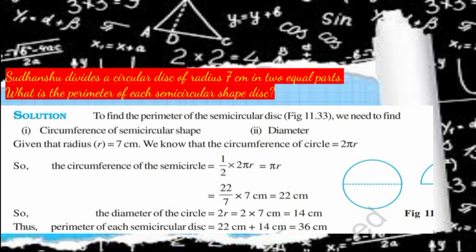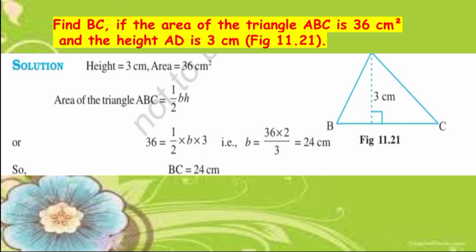Yes. Now let's move to next question. Find BC if the area of the triangle ABC is 36 cm square and the height AD is 3 cm. The figure is given here. So we know height is 3 cm and area is given to be 36 cm square. So we have the area. But still, how will you find the area? By applying the formula half into base into height. So we can conclude 36 cm square is equal to half into base into 3 cm.